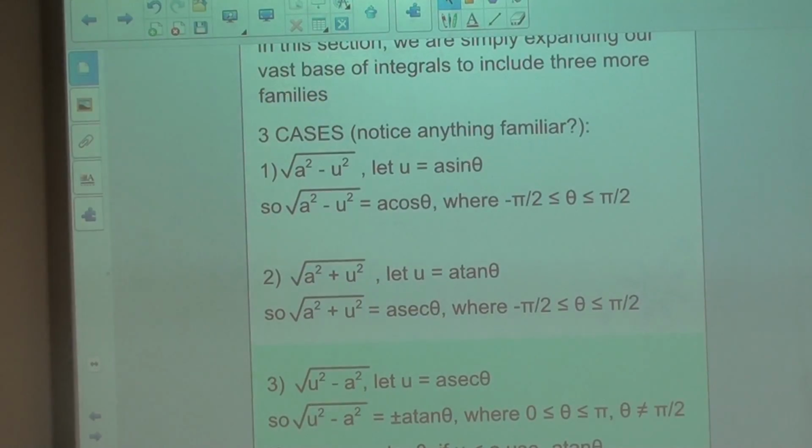These should look mildly familiar. The fact that we're using sine, tangent, and secant, and the fact that how the one we use relates to what's under that radical sign, should feel at least somewhat familiar. Do you have any idea of where we've seen it before, where we had number squared minus u squared and related it with sine? Of what?